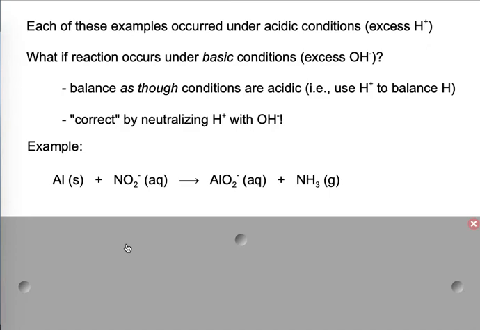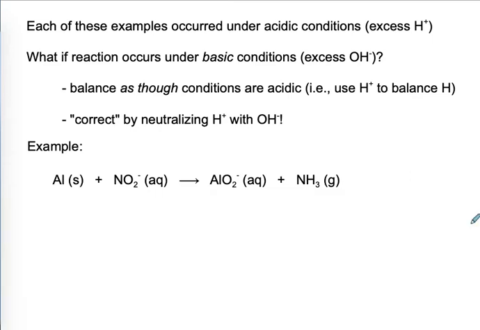So we're going to begin as we did before by identifying who's oxidized and who's reduced. Aluminum 0, oxygen -2, nitrogen in nitrite must be +3, aluminum in aluminate is +3, hydrogen in ammonia +1, nitrogen -3. So we can see that aluminum is being oxidized. It's going from 0 to +3. So to balance that, aluminum goes to AlO2-.